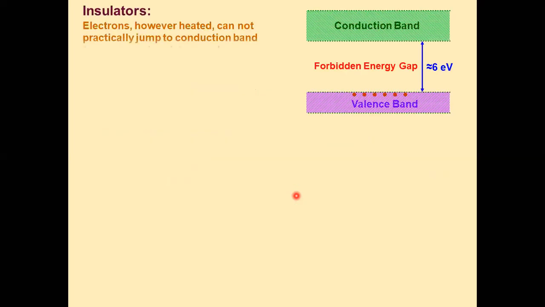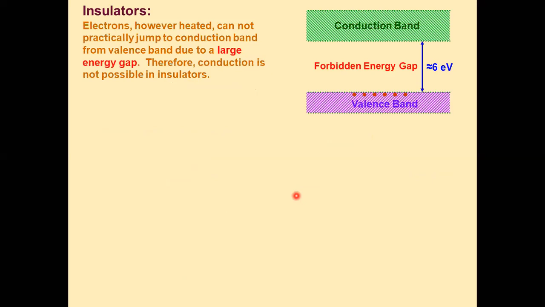The third type of solid is known as an insulator. In the case of an insulator, electrons cannot jump from the valence band to the conduction band, due to the large band gap. Therefore, conduction is not possible in an insulator. The energy gap for an insulator is greater than 3 electron volts. For example, the energy gap for diamond is 7 electron volts, so diamond is a bad conductor.